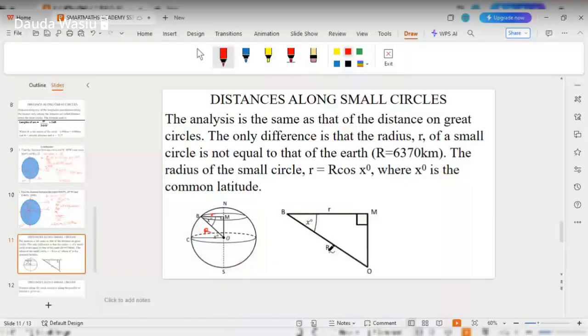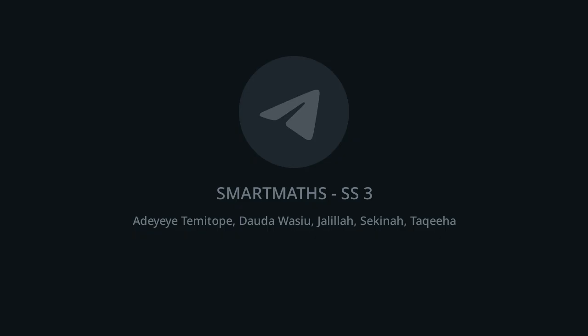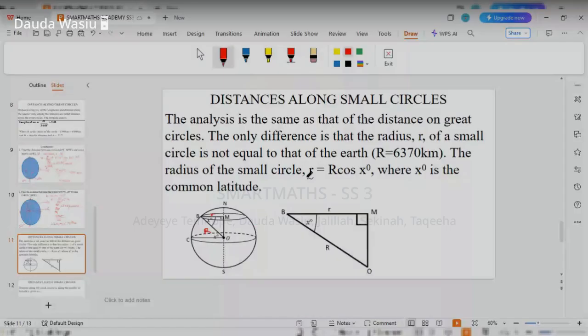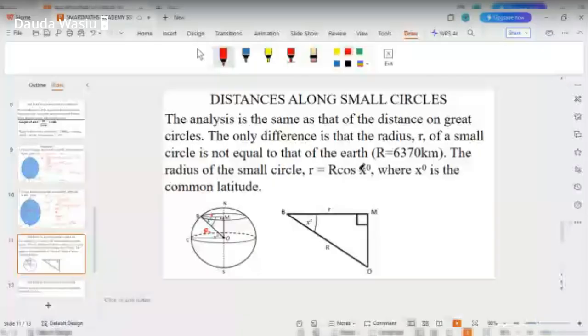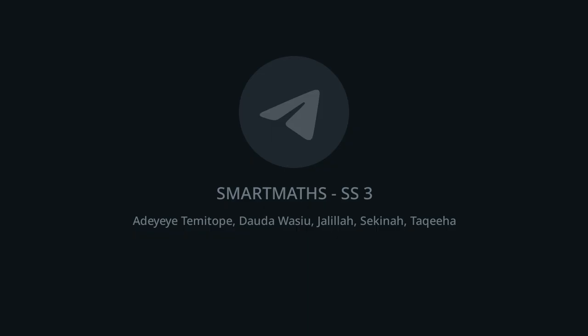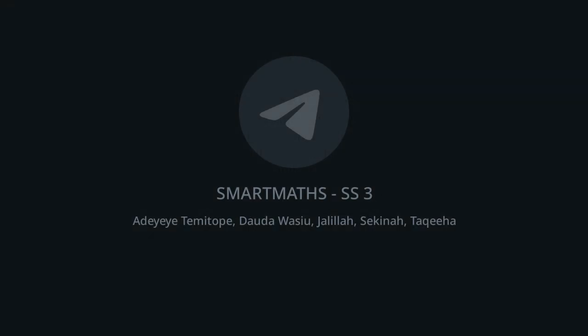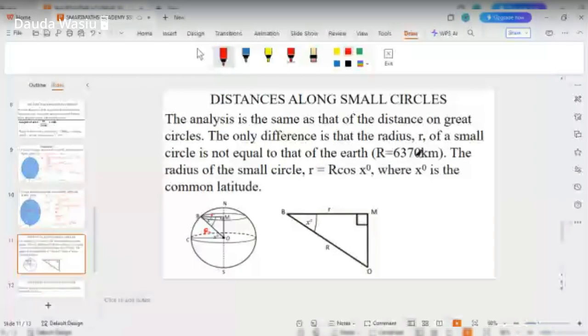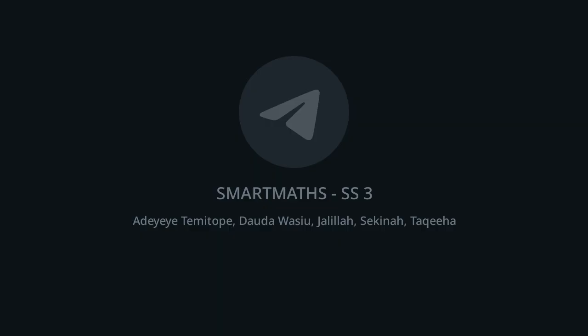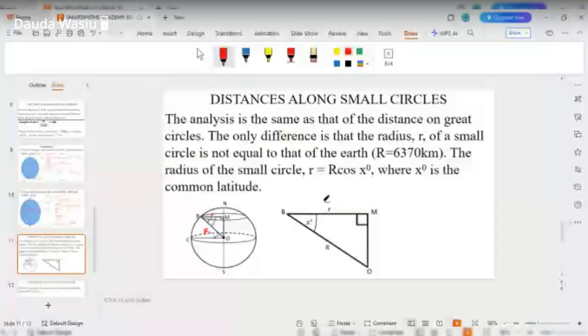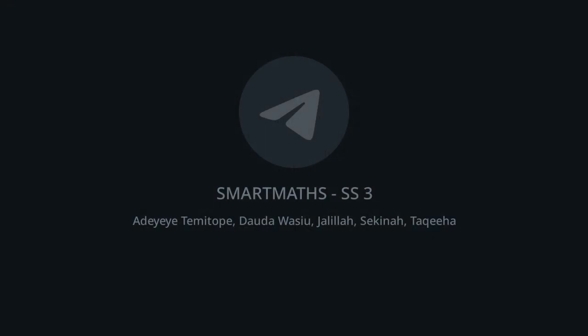At times, you might be asked to find the radius of the parallel of latitude, so you make use of this formula: small r equals big R cos x. And what does x stand for? That is the latitude. Big R is the radius of the Earth, which is 6,370 kilometers. So that is that on the radius of the small circle. So we move to the next slide.